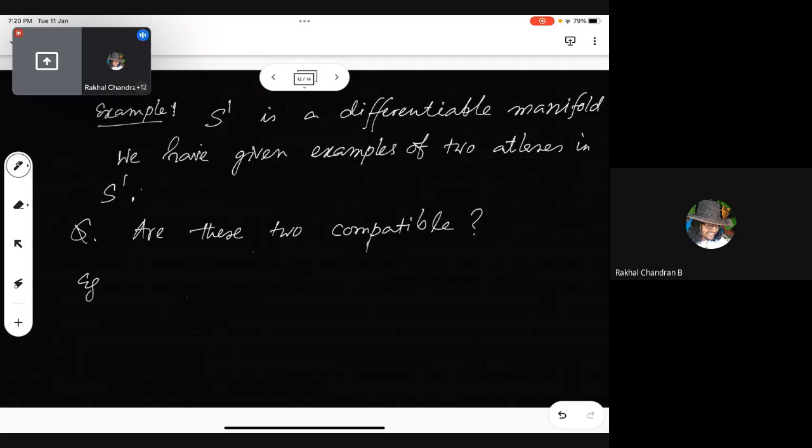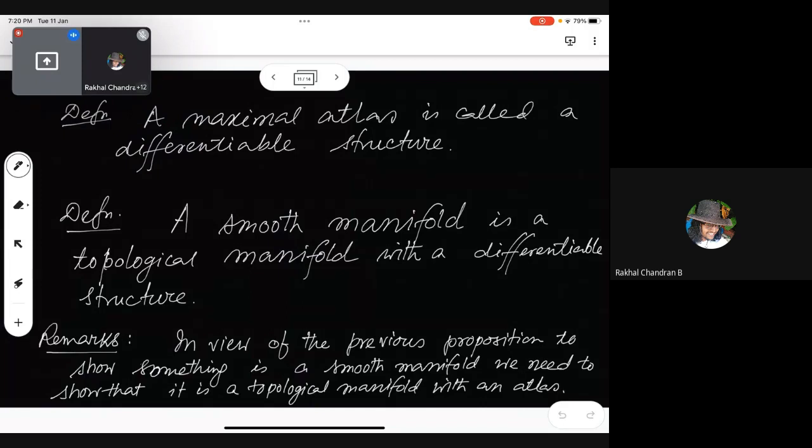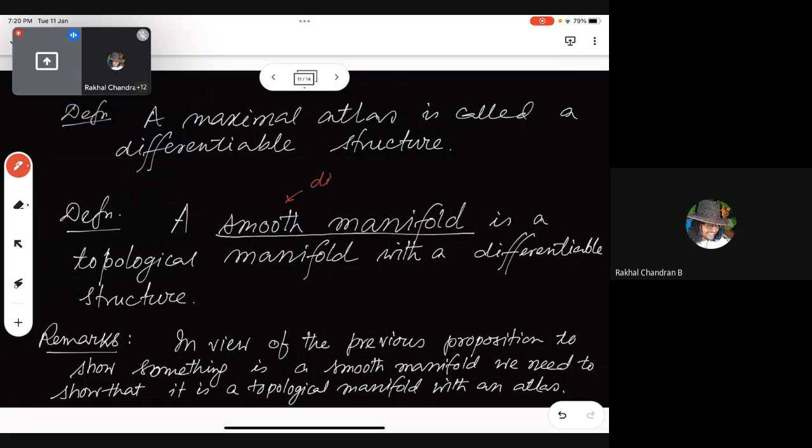Sir, by S1 is a differentiable manifold, you mean smooth manifold? Oh, yeah. Differentiable manifold. This can be seen as a differentiable manifold or a C infinity manifold. When you put Ck, it's a Ck differentiable manifold, but in general, when we speak about manifolds in this course, unless it is specified, it will be a smooth manifold. Okay.